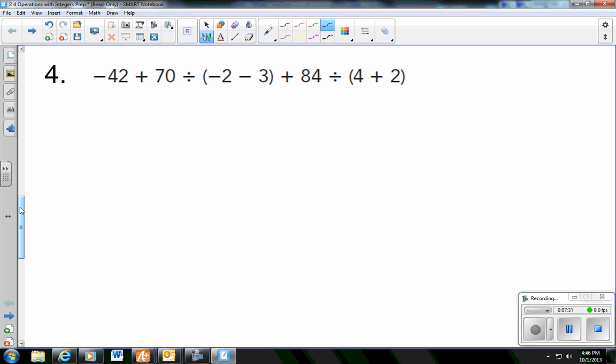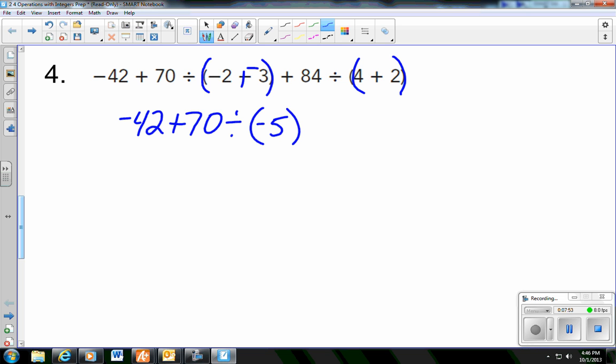Again, we've got 2 sets of parentheses, so we'll take care of parentheses first. So we're not going to do anything with the negative 42 plus the 70. We're going to do nothing with that yet. Divided by, we are going to take care of these parentheses. Do leave, change, opposite. Subtraction becomes addition. 3 becomes negative 3. So 2 negatives plus 3 negatives would give you negative 5. Plus the 84 divided by 4 plus 2 will give us 6. And I'm leaving those in parentheses just so we know that that's what the answer was inside there.